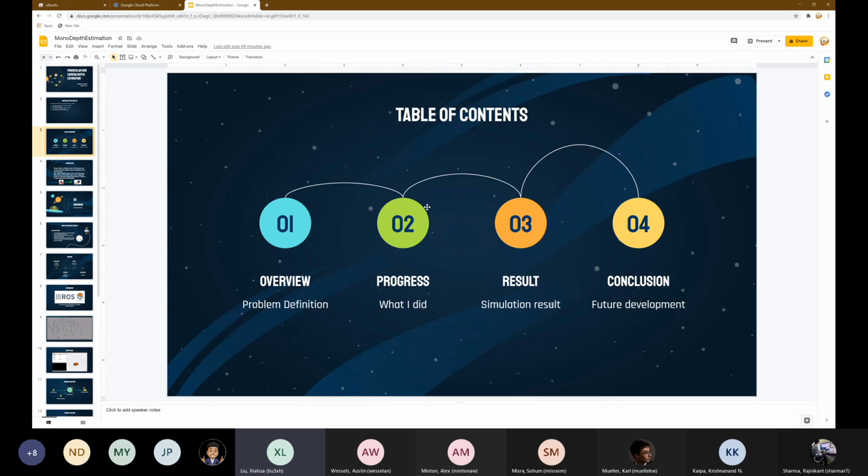Okay. So this is the table of contents. The first part is the problem definition. I guess you have already heard the problem before. It's using only one RGB camera to estimate the depth information of the surroundings, which I think is a very difficult problem in SLAM. The second part is the progress I have made so far. The third part is the results I got so far. And the fourth part is the conclusion.